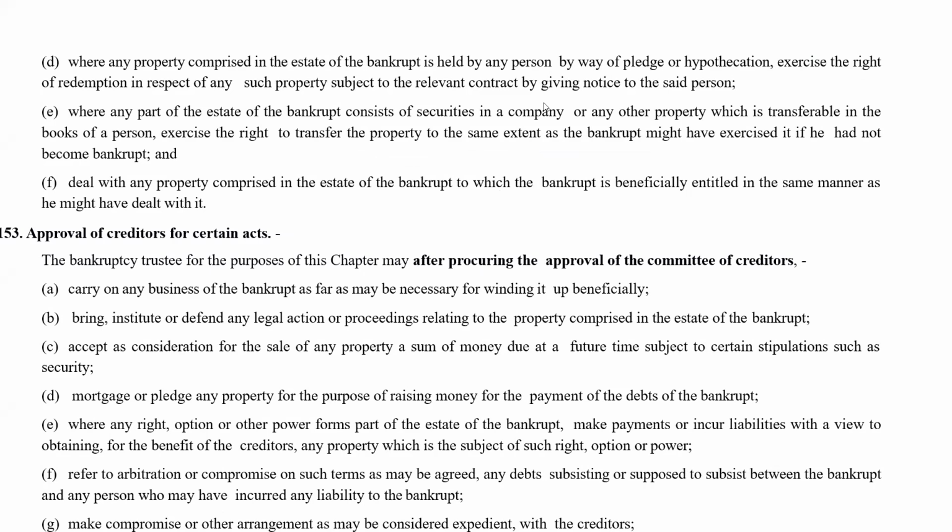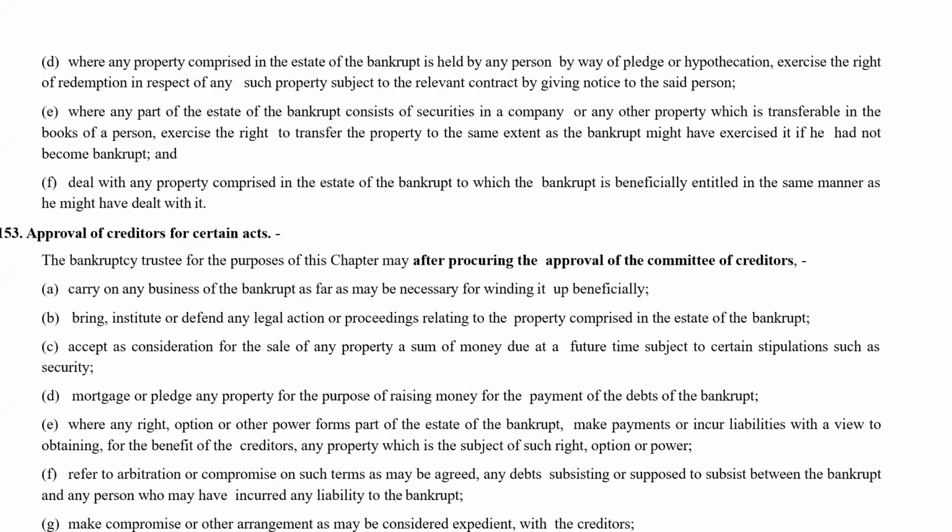So wherein property comprised in the estate of the bankrupt is held by any person by way of pledge or hypothecation, exercise the right of redemption in respect of any such property subject to the relevant contract by giving notice to the said person. Where any part of the estate of the bankrupt consists of securities in a company or any other property which is transferable in the books of a person, exercise the right to transfer the property to the same extent as the bankrupt might have exercised. So, whatever are the powers of the bankrupt, they will come to the bankruptcy trustee. Deal with any property comprised in the estate of the bankrupt to which the bankrupt is beneficially entitled in the same manner as he might have dealt with it.